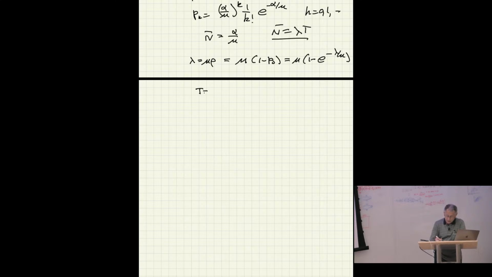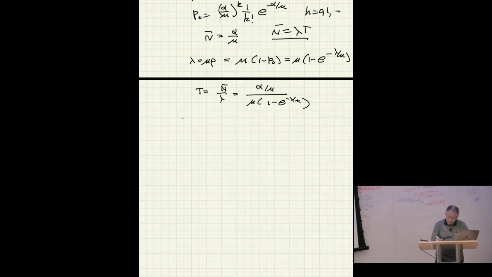So T is equal to n bar over this lambda. But n bar we know is alpha over mu. We found that a moment ago. And lambda we just cooked up is mu times (1 minus e to the minus alpha over mu). And that's what T is. You can put that mu downstairs, you get a mu squared. Okay? Let's find it another way.